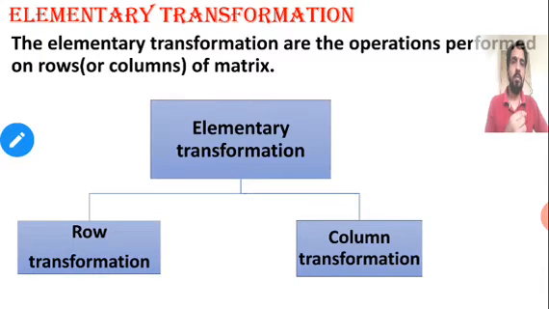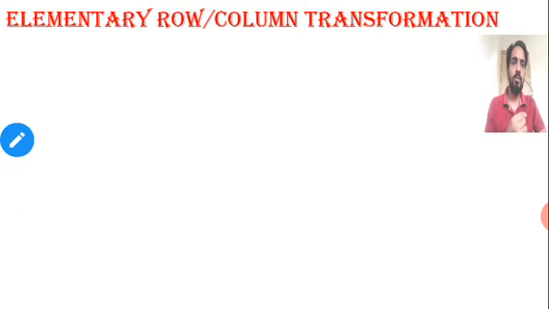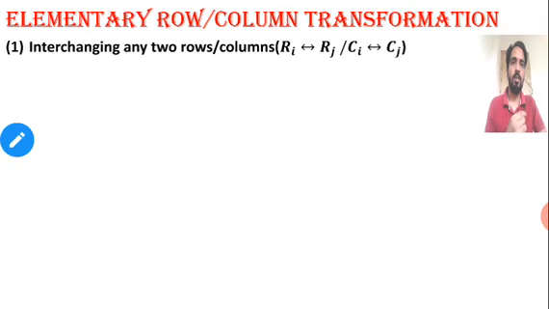In the last video I taught you elementary transformations. There are two types: row transformation and column transformation. We can perform some operations on rows and columns. Let's recall what kind of operations we can do. We can interchange any two rows or columns, meaning we can interchange one row with another row or one column with another column. This was the operation we used in the last video while finding the inverse of order 2 by 2.